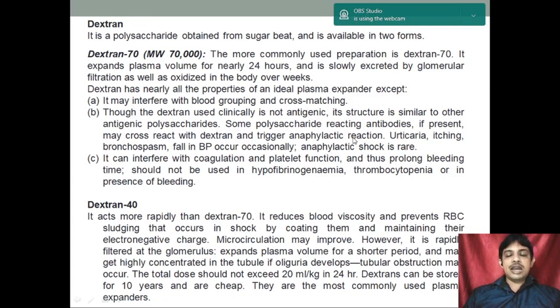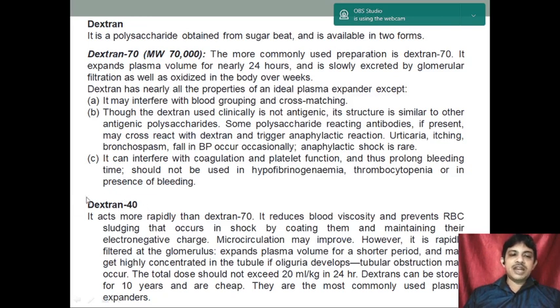Now different allergic or hypersensitivity reactions occasionally occur, though anaphylactic shock is rare. As already told, they may interfere with blood grouping and cross-matching, and can also interfere with coagulation and platelet function, thus prolonging bleeding time. So it will increase the bleeding time, and should not be used in conditions where there is a risk of bleeding, or where bleeding is present. In such conditions it should not be used.